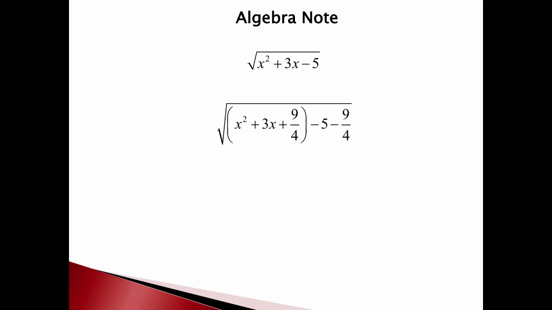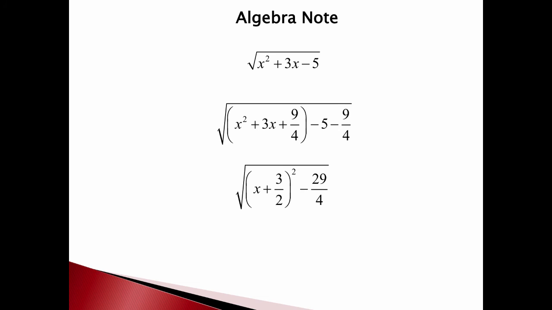Okay? Then, of course, what happens is the parentheses is now a perfect square. It's x plus 3 halves squared. If you don't quite believe that, or if it's been a while since you've thought about completing the square, FOIL that out, right? So you would get x squared plus 3x plus the 3 halves squared, which is 9/4. So that makes the whole parentheses there into something squared.